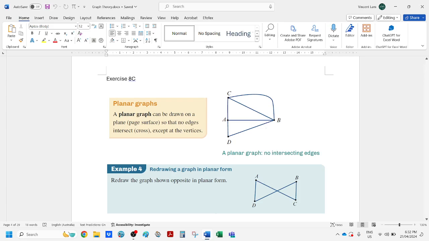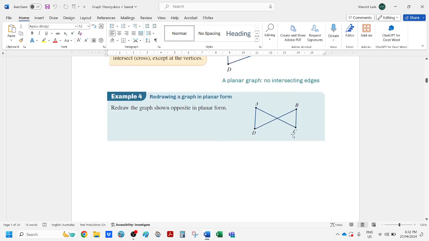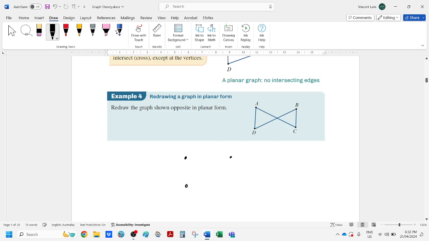However, in example 4, this is not a planar graph because the edges A to C and B to D cross over. So this edge and that edge cross over. Most of the time, what we would like you to do for this exercise is to redraw the diagram so that there is no intersection. So I'll try the first one. There's going to be multiple ways of doing this question and multiple answers. So if you don't get something exactly the same as mine, that's okay. You just need to make sure that none of the edges cross over.